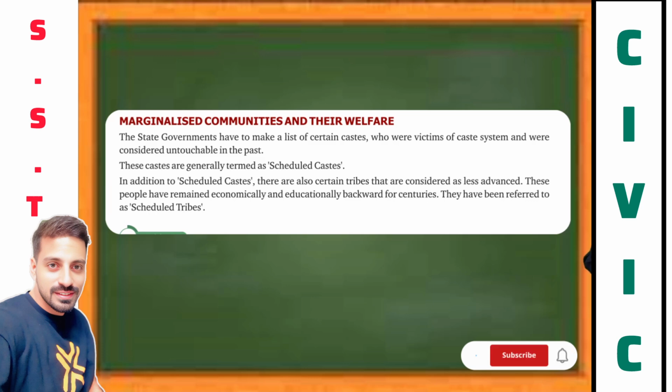These people have remained economically and educationally backward for centuries. They have been referred to as scheduled tribes. The right to equality does not prevent the state from making special provisions for the betterment and upliftment of people belonging to scheduled castes or scheduled tribes.